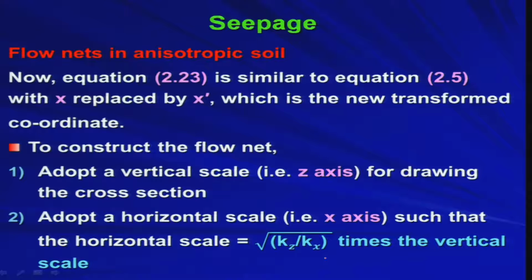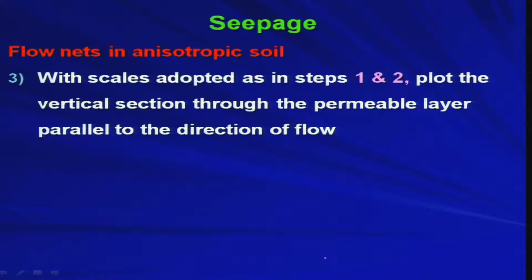Okay. So, if you do this transformation, then you will be getting that 90 degree intersection. Now, with scales adapted as in steps 1 and 2, plot the vertical section through the permeable layer parallel to the direction of flow.